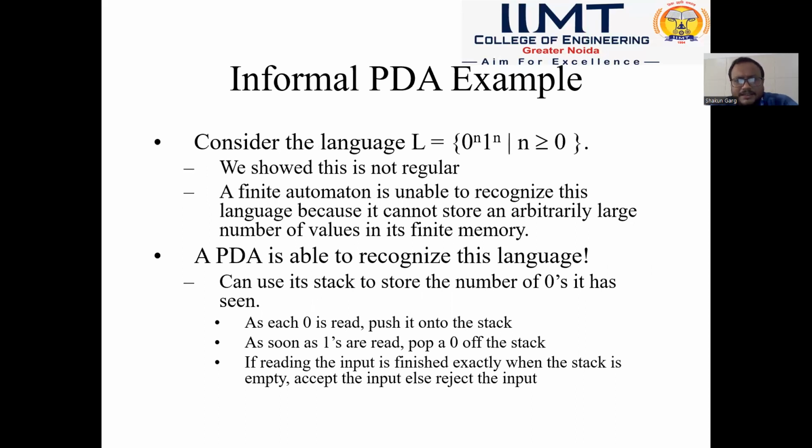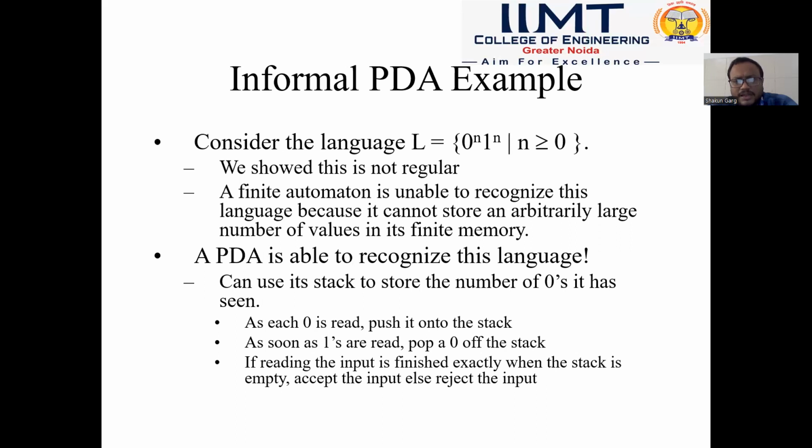Informal PDA example. Consider the language L equal to 0 to the power n, 1 to the power n, where n is greater than or equal to 0. We showed this language is not regular. We have already proved it with the help of the pumping lemma that 0 to the power n, 1 to the power n, where n is greater than or equal to 0, is not regular.